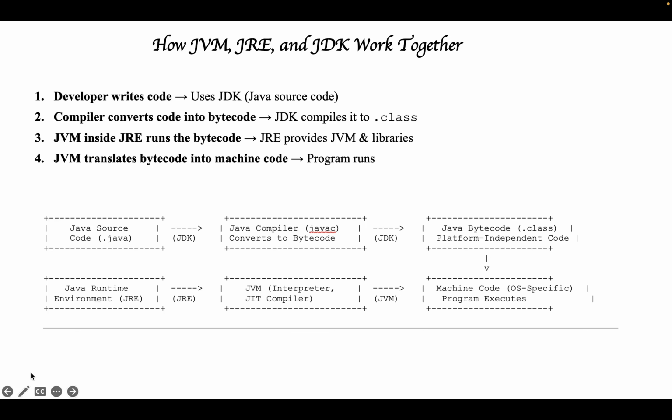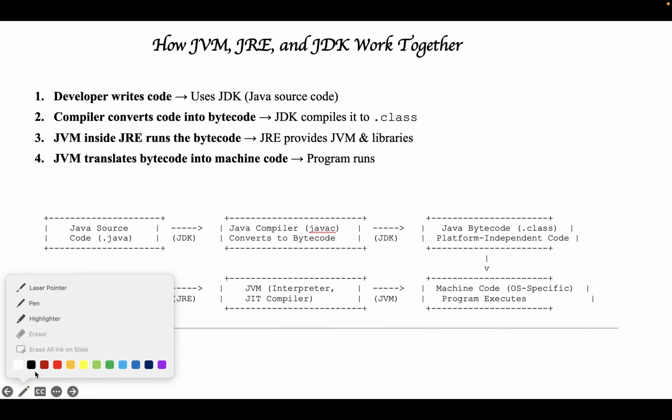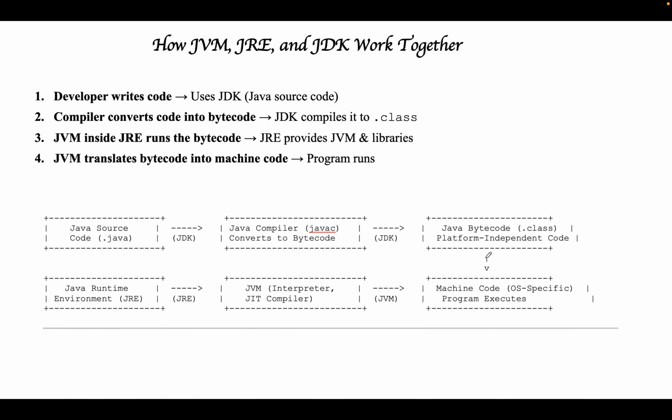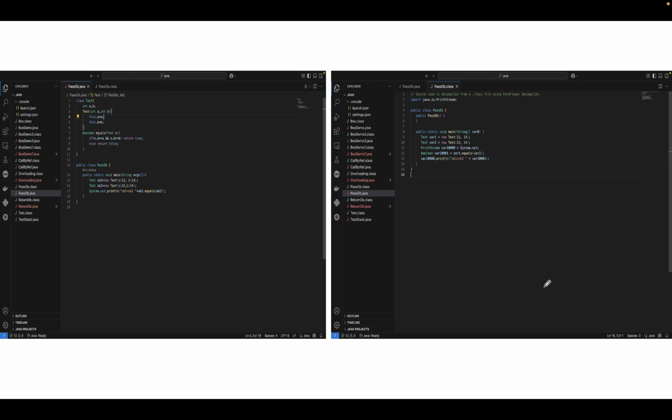Okay, the Java bytecode, platform independent code, then goes to the Java Runtime Environment. The Java Runtime Environment has the JVM and JIT, and the JVM converts that bytecode into machine specific code or OS specific code. The program executes, then your program runs.